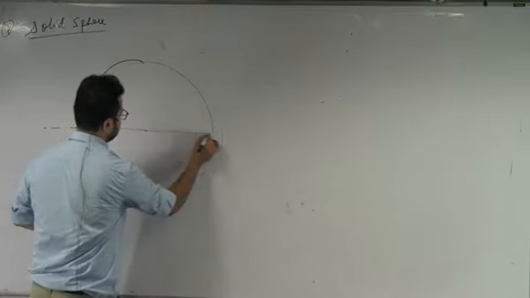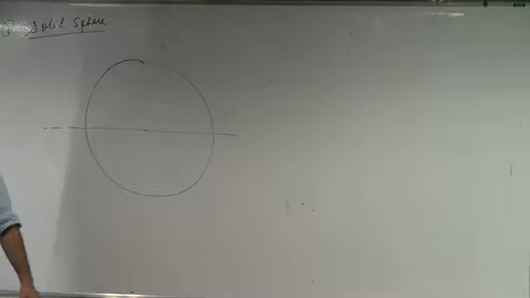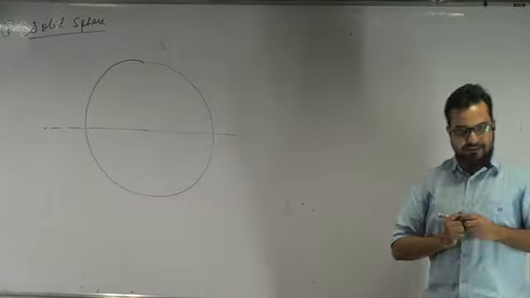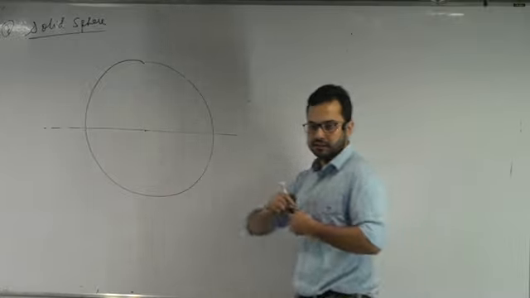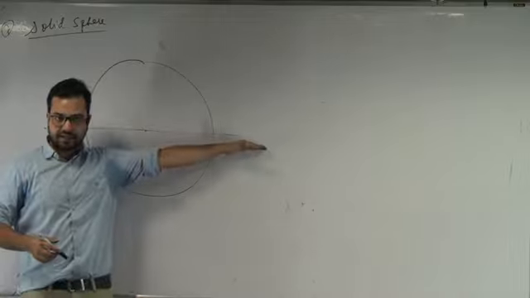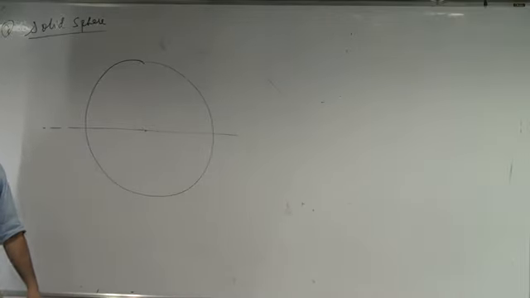Okay, we take this diameter. Now tell me, what should be the representative element? Disk. Very good. What kind of disk? So if this is the axis, what kind of disk? Concentric disk.